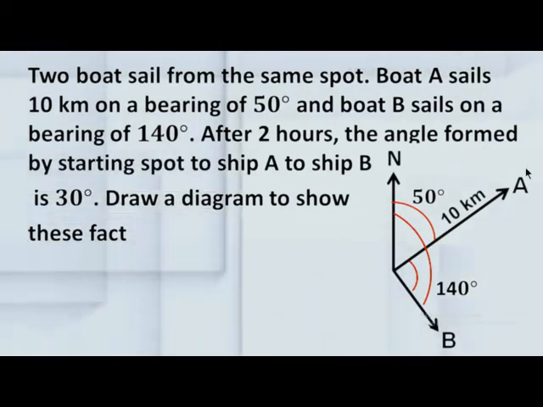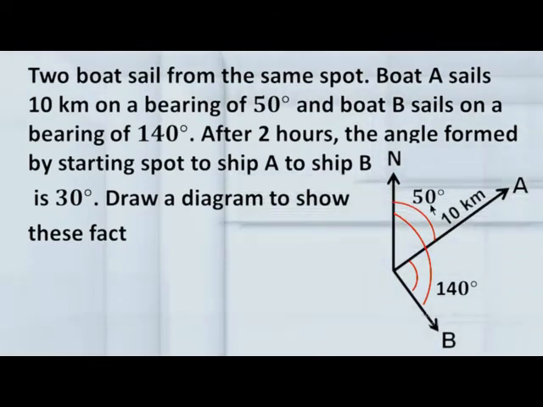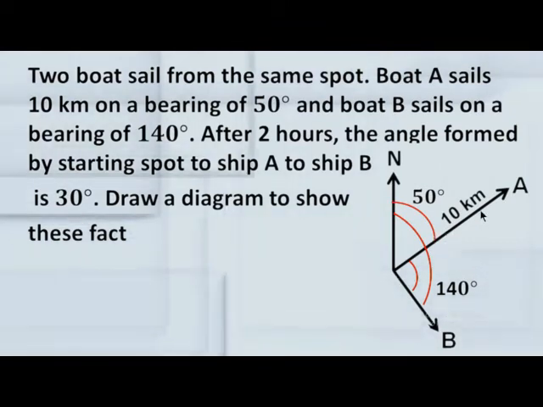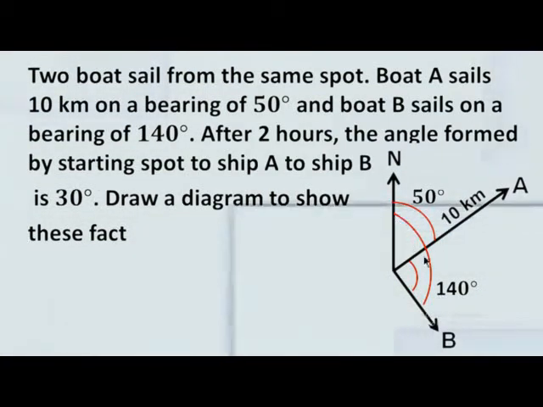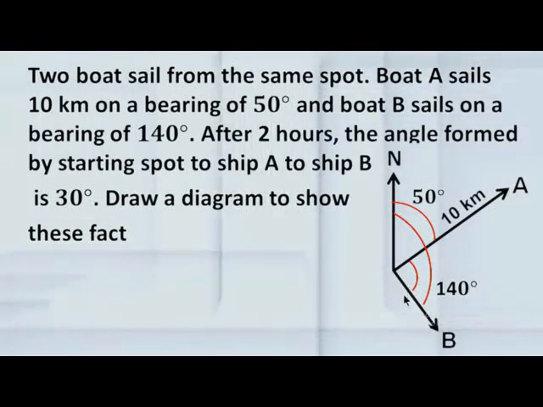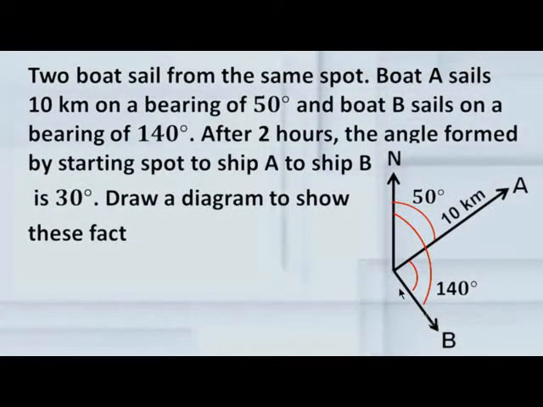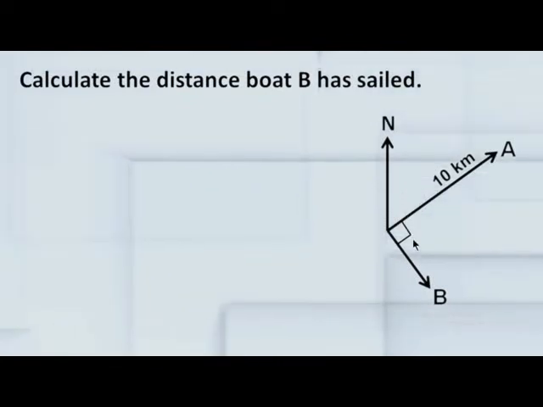For boat A, we know that the bearing is 50 degrees. This is 50 degrees from the north in anti-clockwise and 10 kilometers. For boat B is 140 degrees bearing. This is 140 degrees. So, as you know, the angle between A and B is 90 degrees. Why is it 90 degrees? Because it comes from 140 subtracted with 50. So this angle equal to 90 degrees.